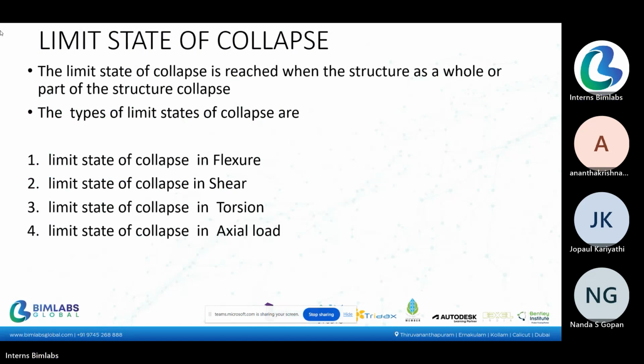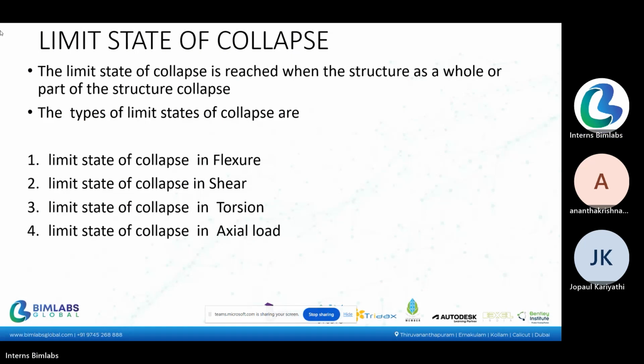The limit state of collapse is reached when the structure as a whole body collapses. Several types of limit state of collapse are there: limit state of collapse in flexure, limit state of collapse in shear, limit state of collapse in torsion, and limit state of collapse in axial load. These are the four types of limit state of collapse we have.